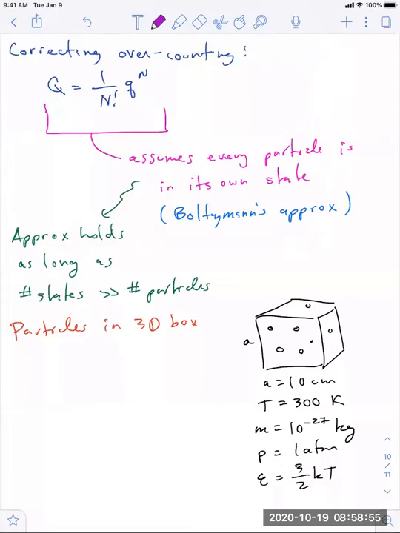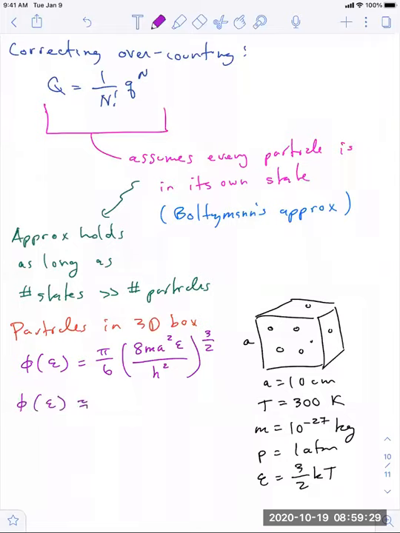So from this classical quantum mechanical example, we know that the number of states at a given energy is pi over 6 times 8 times the mass of the particles times the length of the box squared times the energy divided by Planck's constant squared, and then all of this raised to the 3/2. If we plug all of that in, then the number of states up to our energy of 3/2 kT is on the order of 10 to the 30 states available to these particles.